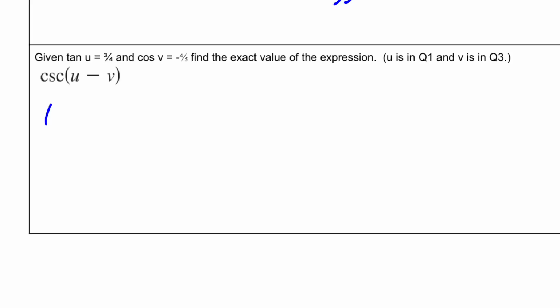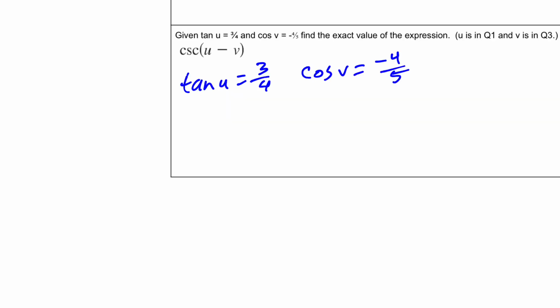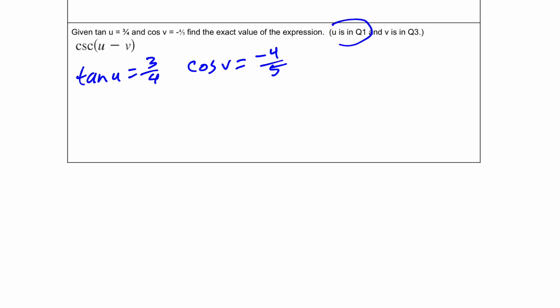So here you start with tan u is equal to 3/4, and cosine v is equal to negative 4/5. You can absolutely draw some triangles and figure things out from there. They tell us which quadrant we're in for each one. Since u is in quadrant 1, both of these will be positive, your cosine and your sine. And since v is in quadrant 3, both of these will be negative, your cosine and your sine.